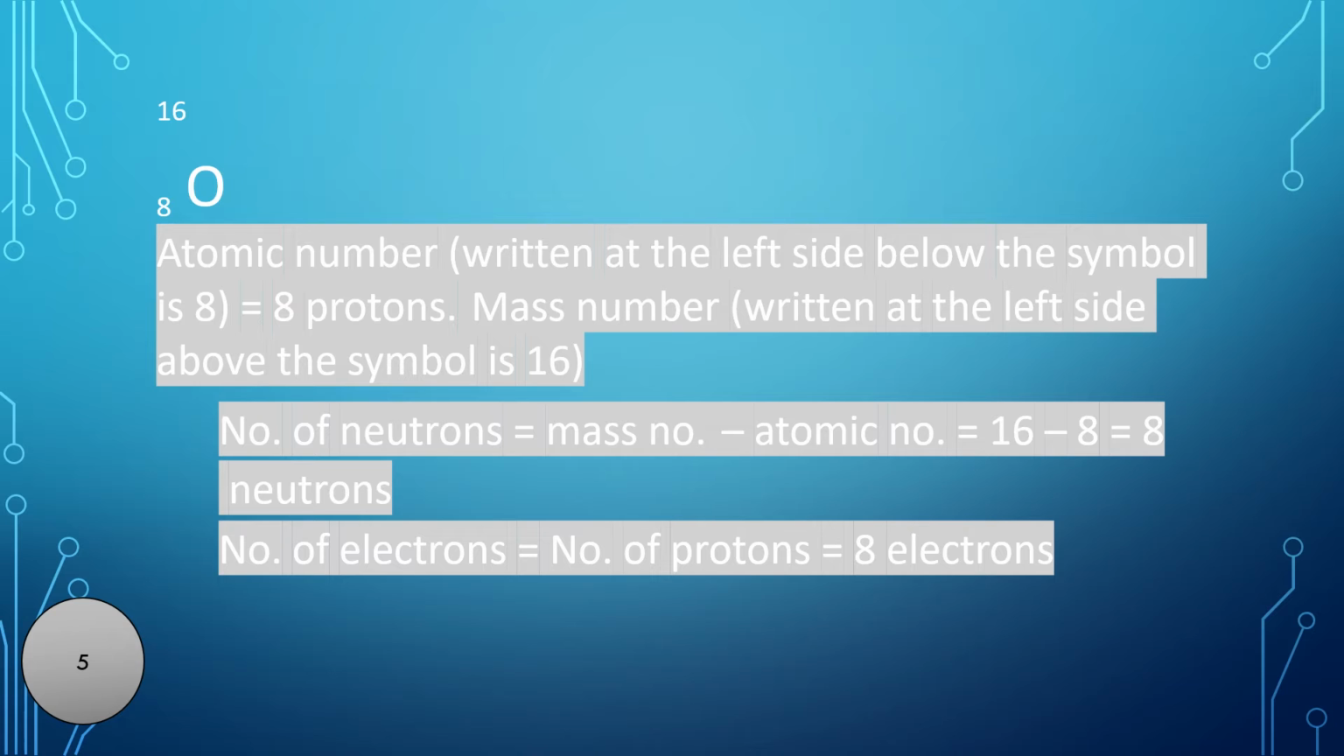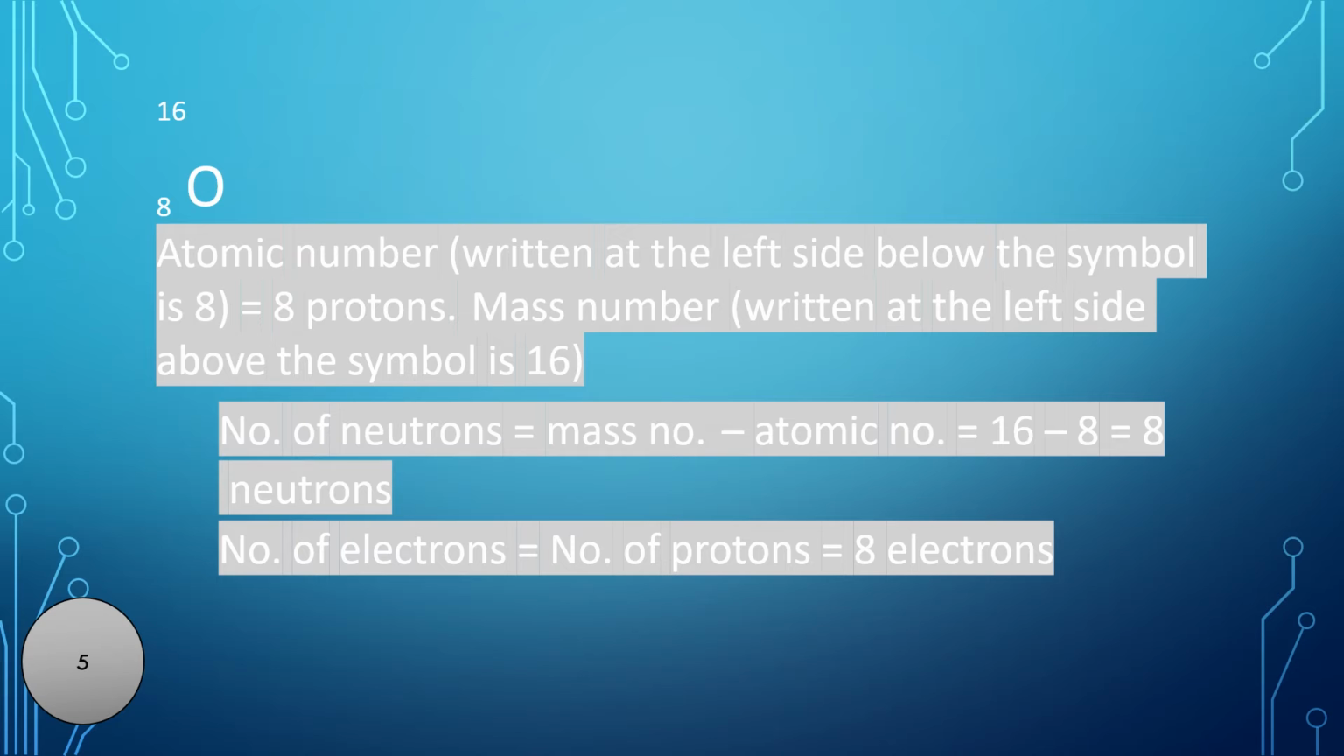For example, oxygen, O, with mass number 16 and atomic number 8. The atomic number is written below the symbol, equal to 8, and that equals the number of protons and the number of electrons. So 8 represents the atomic number, proton number, and electron number.